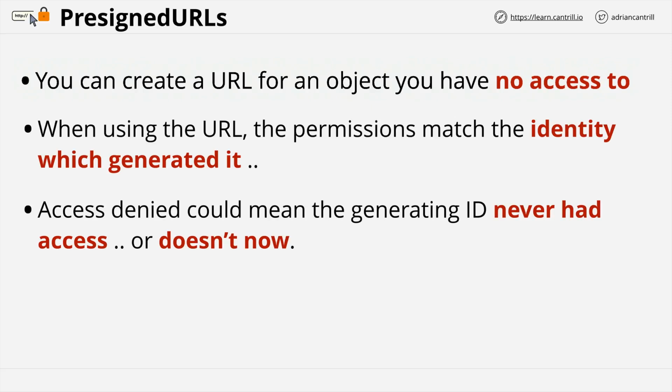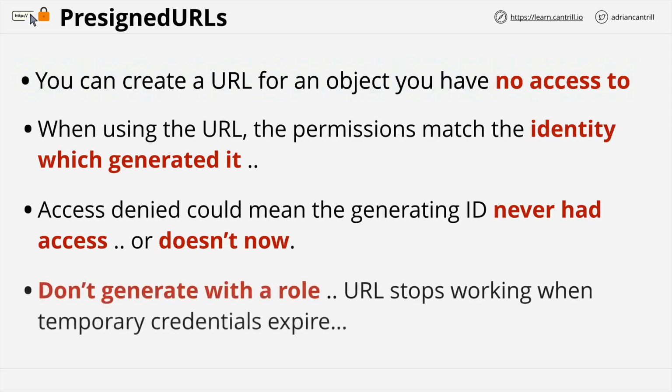When you're using a URL to access an object, it matches the current permissions of the identity that generated that URL. That's fairly okay for an IAM user. As I demonstrated in the previous example of the application, generally you would create an IAM user for the application, and this IAM user would have fairly static permissions. So the permissions generally wouldn't change between when you created the URL and when your customer is using that URL within an application. But don't generate pre-signed URLs based on an IAM role.